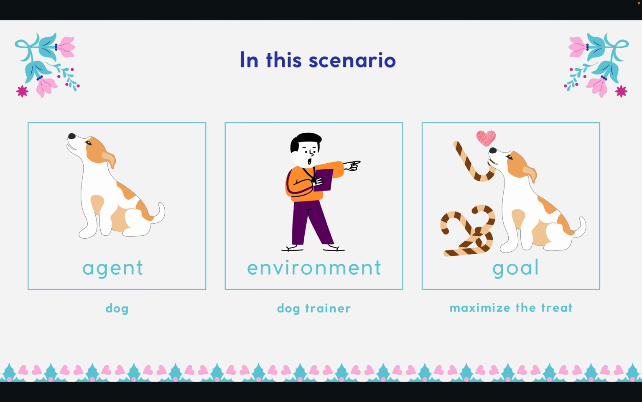Okay. So in this scenario, I will explain the elements of reinforcement learning. First one is the agent. In training a dog, the agent is the dog, and the agent will interact with the environment. In this case, it is the trainer, or you. You are the environment of this scenario, and the goal is to maximize the treats, or to get as many treats as possible.